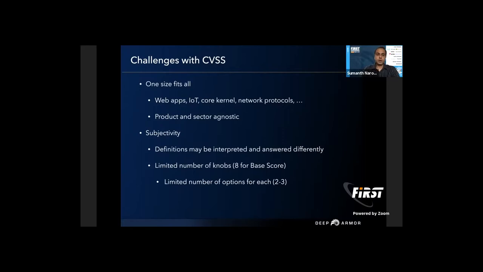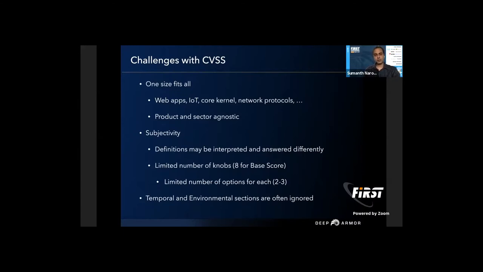And also the number of knobs may be limited. If you remember the screenshot, there were eight of them, three of them for confidentiality, integrity, availability, and a bunch of them for attacker profile. And within each of those, there's either a none, low, or a high for most of them. So the number of options for each is still limited. And temporal and environmental sections often lead to more work, often lead to more subjectivity, and essentially they just fall through the cracks. Most security teams tend to use the base score.